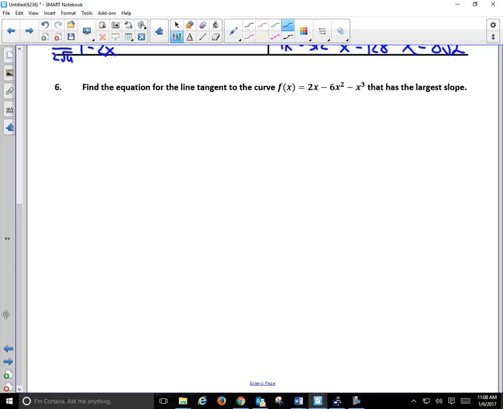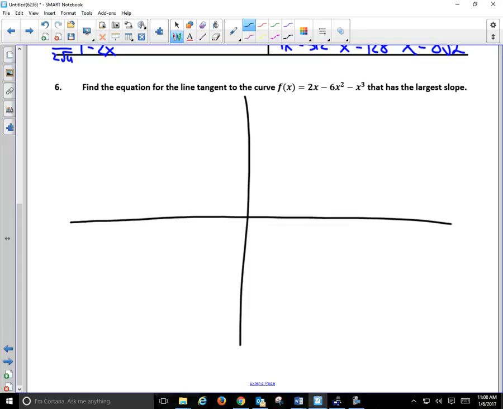Kelsey has first. Find the equation for the line tangent to the curve that has the largest slope. Oh, no. What's that? Oh, yeah, I did. That's right. Okay. Wow. Okay. This one doesn't look anything like our other problems, does it? So, thank you, D. Wyland. No box. Let's make the box. Let's organize our work.